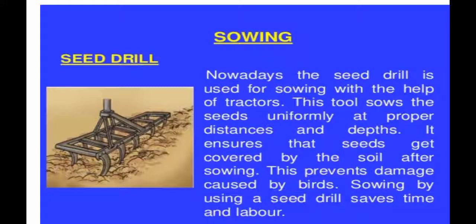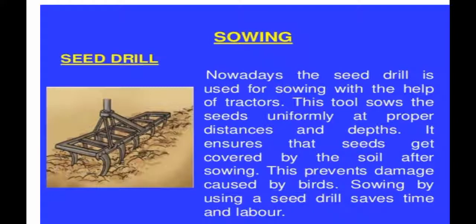As the plough makes the furrows, the seeds in the seed bowl are released through the tubes. The seeds are sown uniformly at equal distance and equal depth. This is important for us, that seeds are sown at equal distance and equal depth. It also ensures that seeds are covered after sowing.